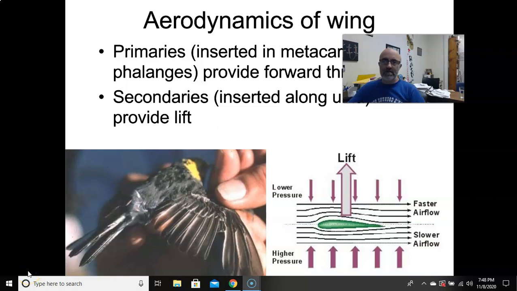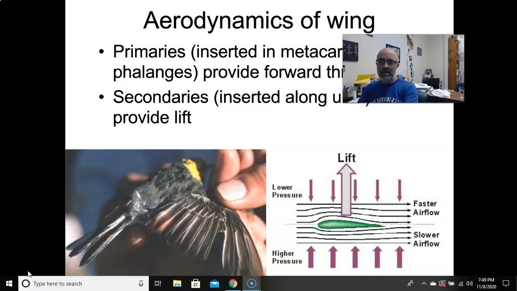Okay, sorry it's taking me till Sunday here to get this up, but we were talking about flight and birds and about where the feathers are and where the lift and the thrust comes from. These are the kind of physical forces that are at play when we're talking about flight.